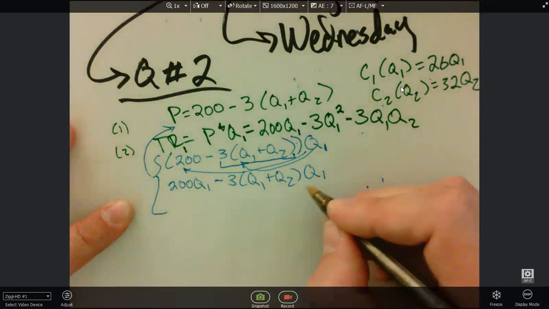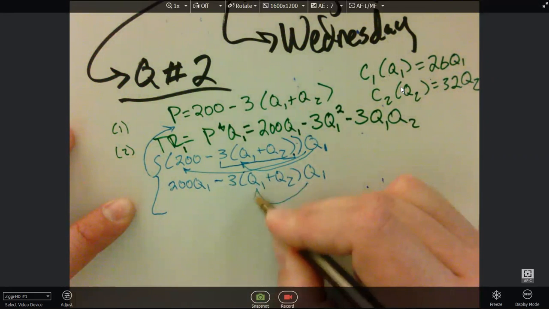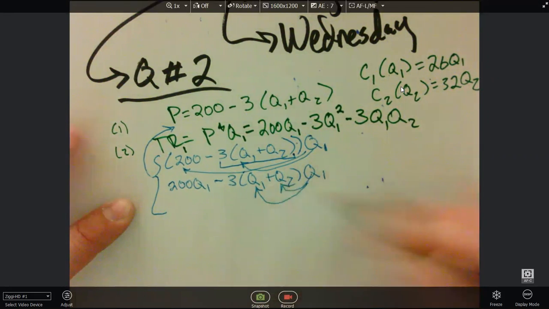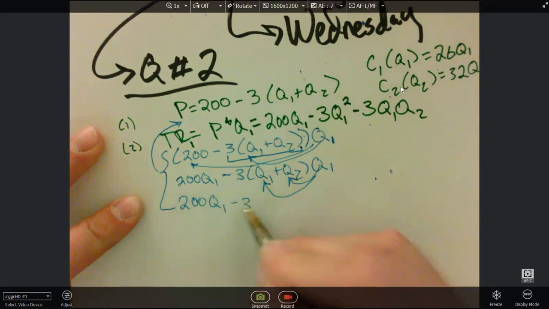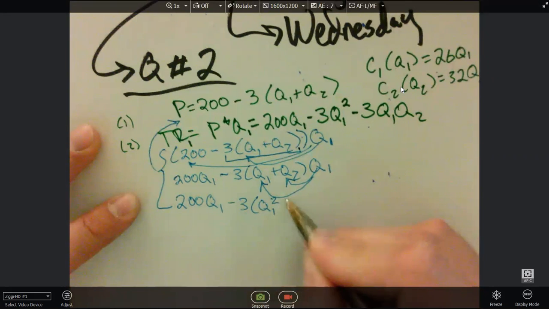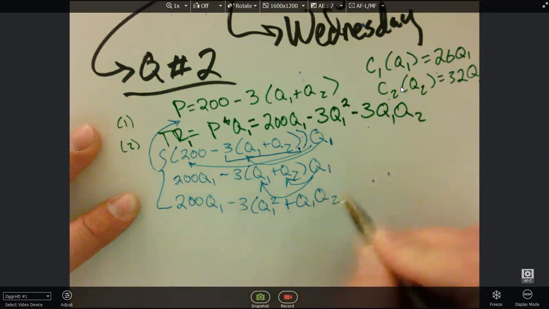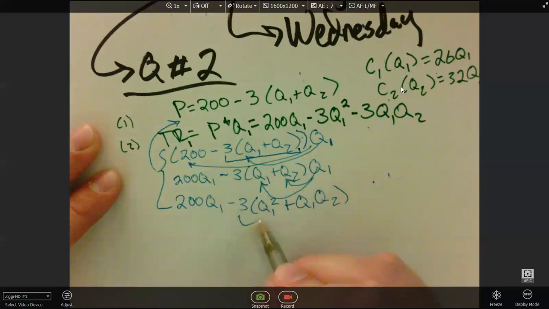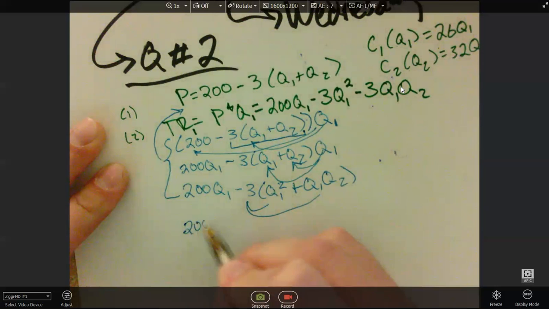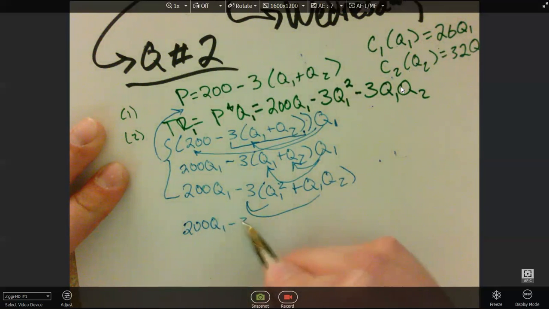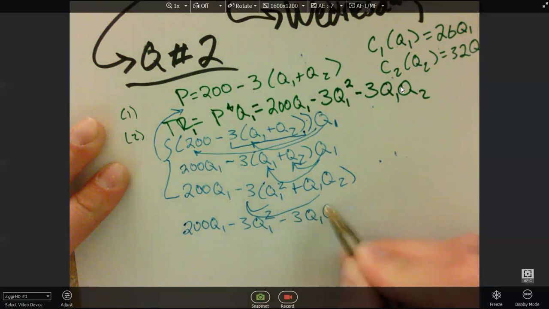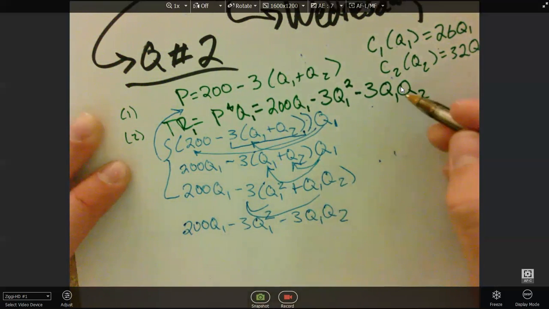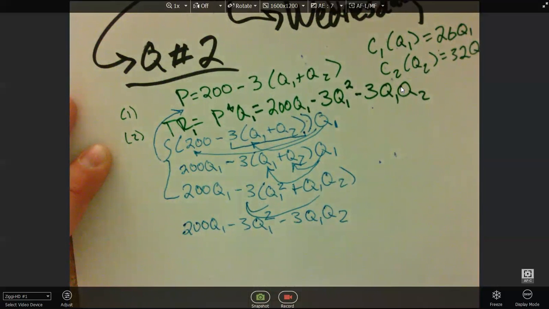Then we take this Q1 and multiply it by the Q1 and by the Q2. So we get 200 Q1 minus 3 Q1 squared plus Q1 Q2. Then I take the 3 and distribute it to the Q1 squared and the Q1 Q2. So we end up with 200 Q1 minus 3 Q1 squared minus 3 Q1 Q2. That's how we get to this. Okay.